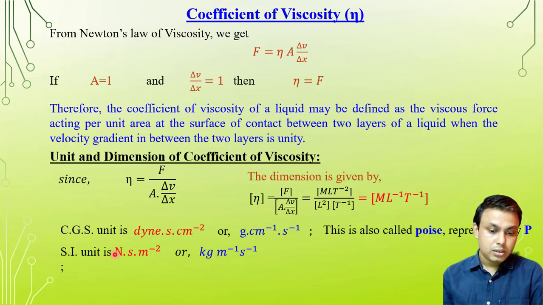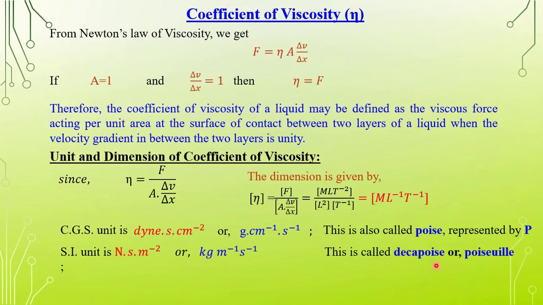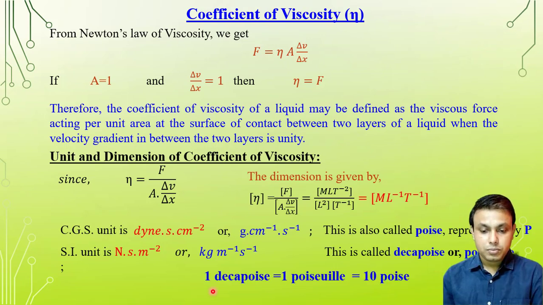Now here this is Newton per meter square. That means this may be called as Pascal. So this unit may also be called Pascal second. This unit is also called decapoise or poiseuille. The relation between them is 1 decapoise equal to 1 poiseuille equal to 10 poise. That means 1 decapoise equal to 10 poise.